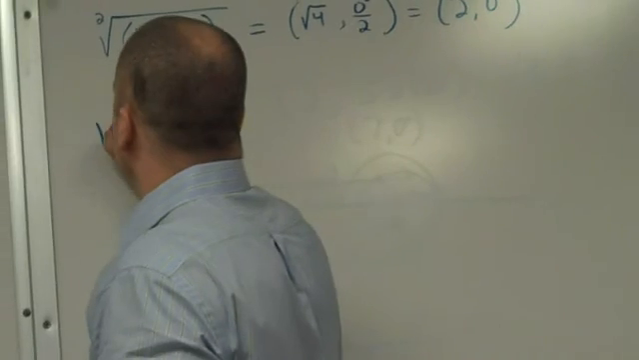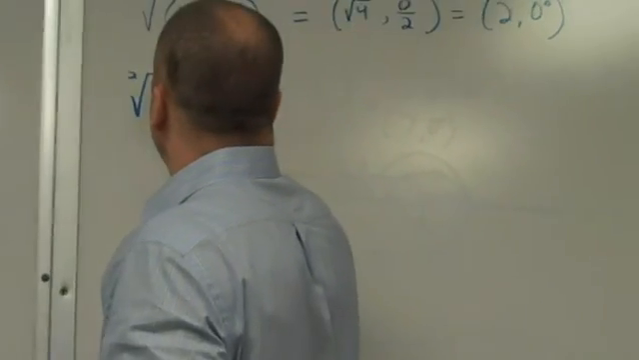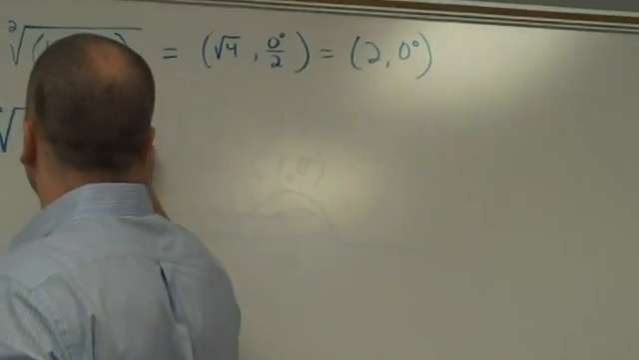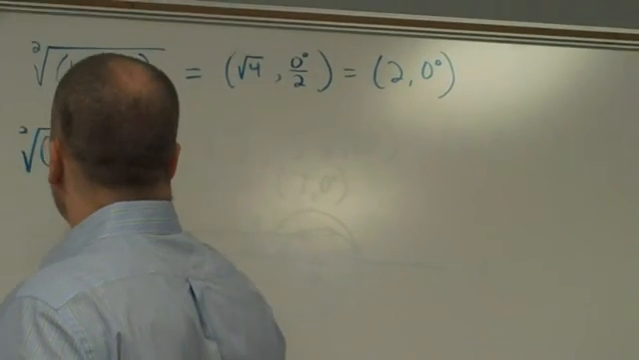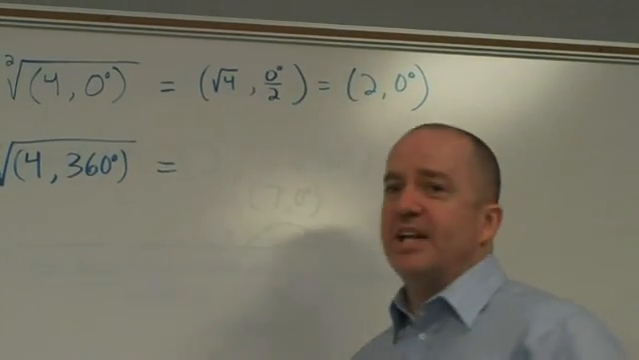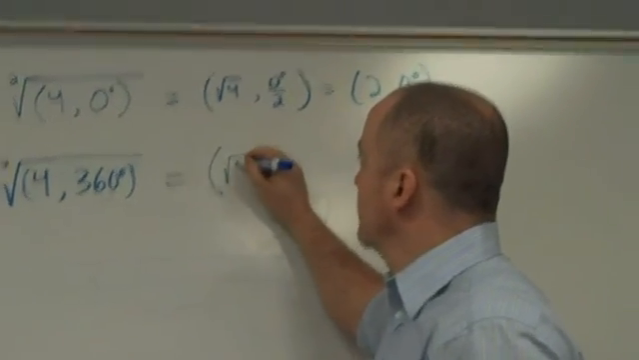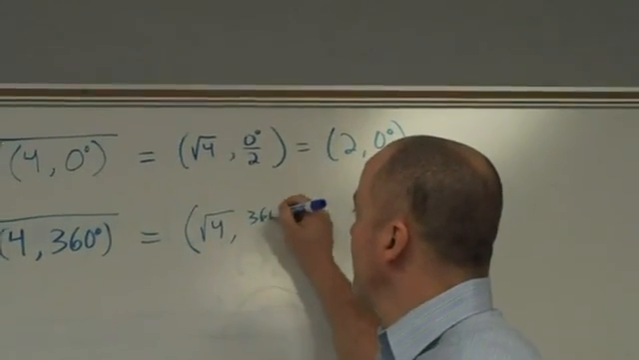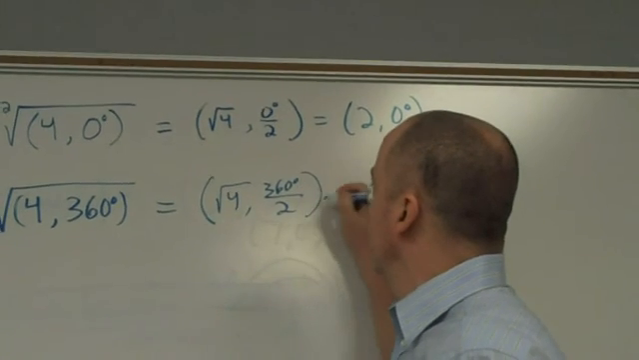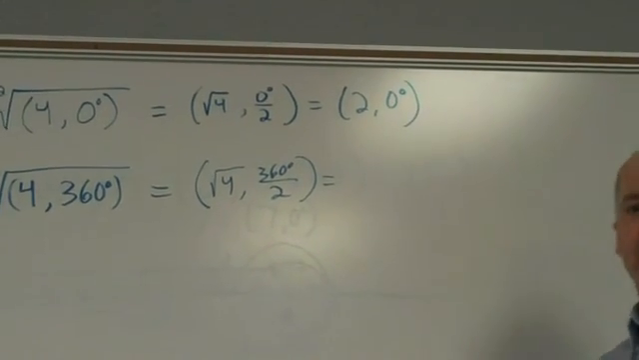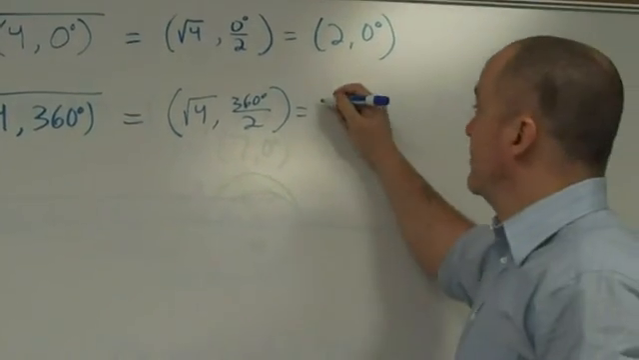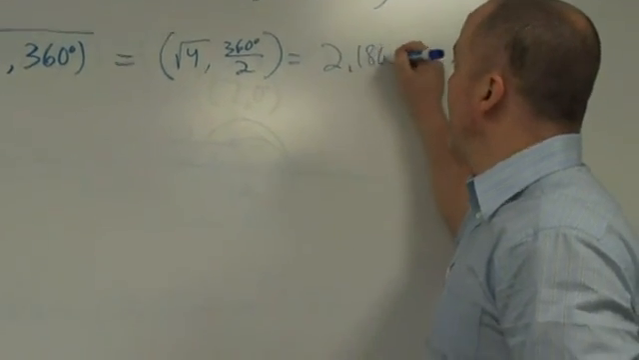Well, that comes up here. What if we take the square root of 4 comma 360? Then we'll get the square root of 4, and we'll get 360 divided by 2. And what does that equal? 180. So here we'll get 2 comma 180.